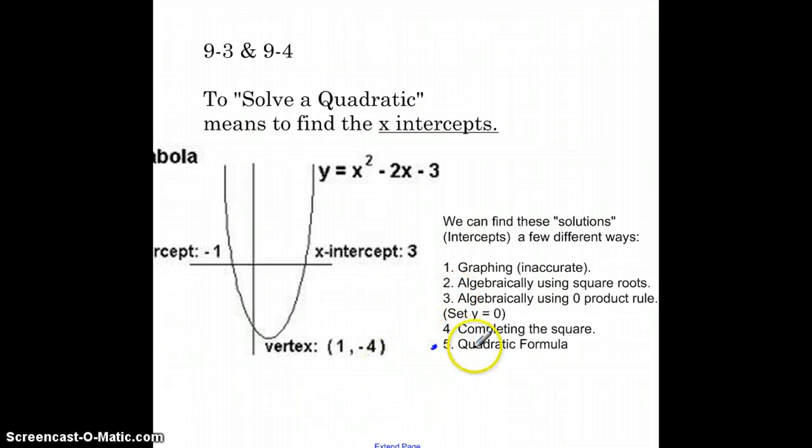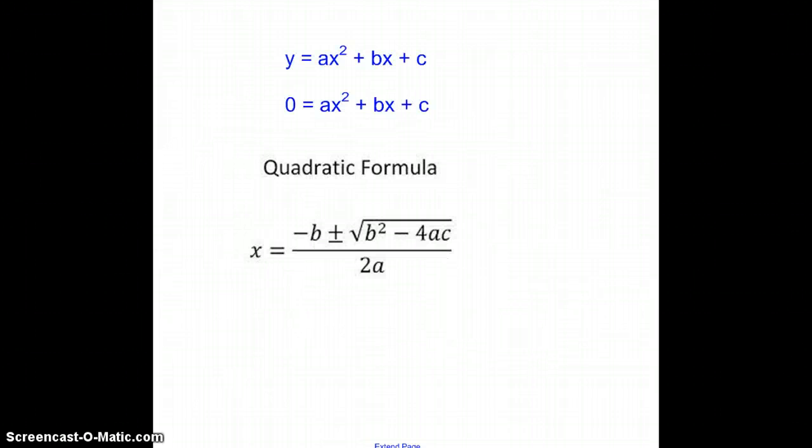You will use this one probably more often than completing the square. As I said in class, you probably use the zero product rule and the quadratic formula the most often. So let's take a look at what we've got. This here is an example of the quadratic formula.